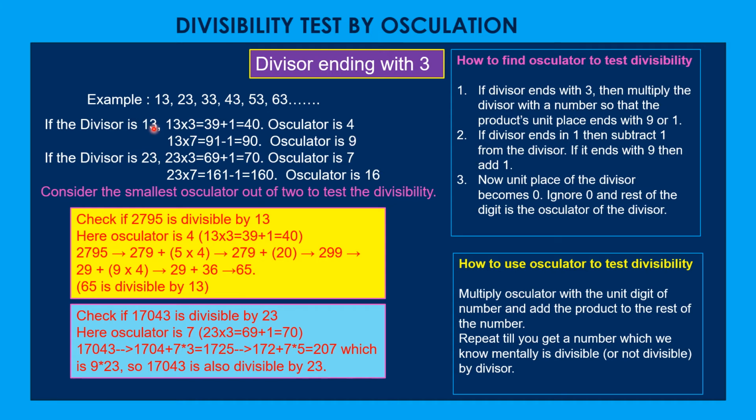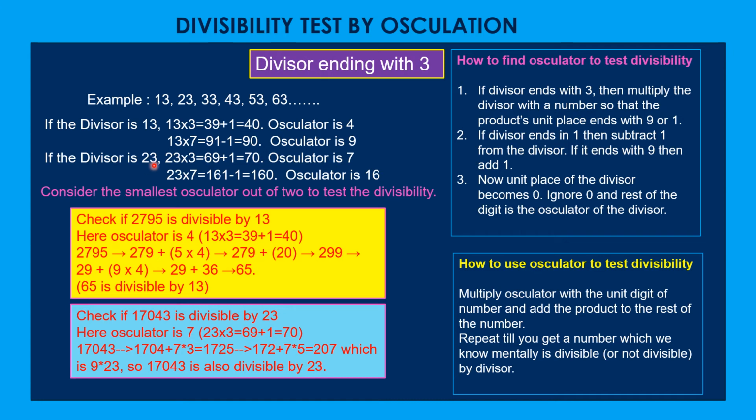Let us take another example. If your divisor is 23, how are you going to find the oscillator? Again, if the divisor ends with 3, then multiply the divisor 23 with a number so that the product's unit place ends with 9 or 1.